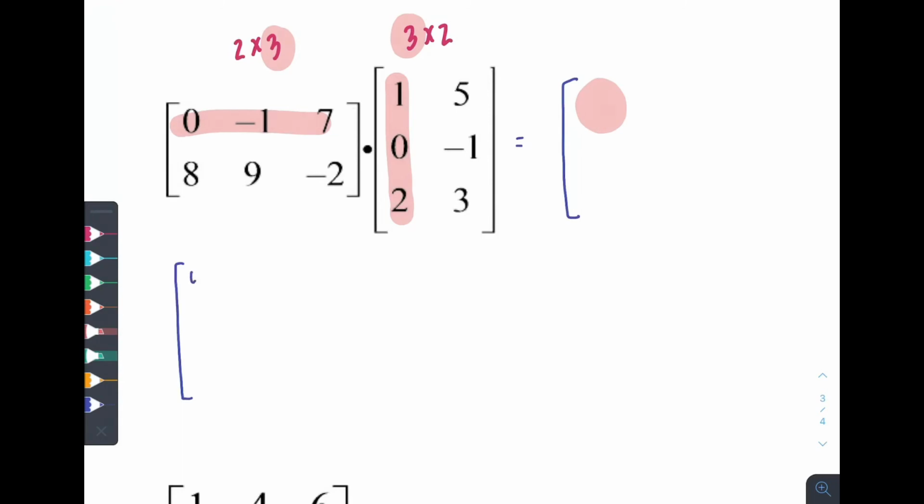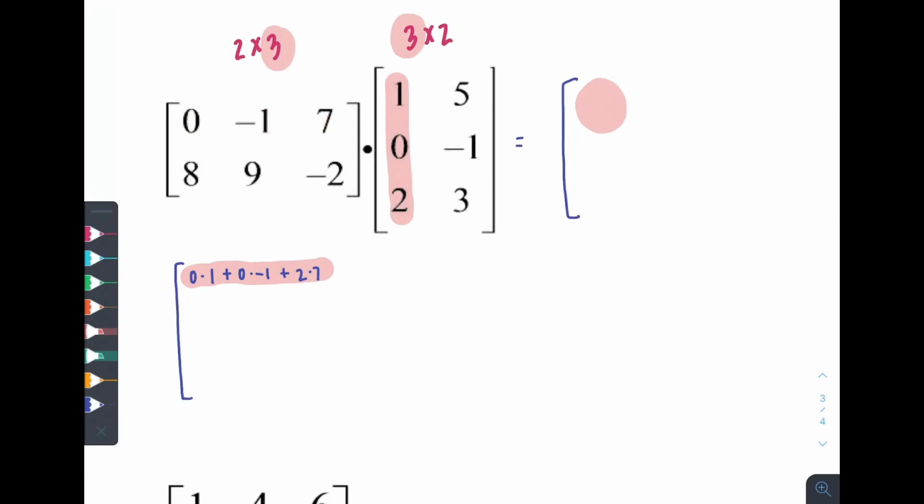So I have 0 times 1 plus 0 times negative 1 plus 2 times 7. All right, and that is my pink.